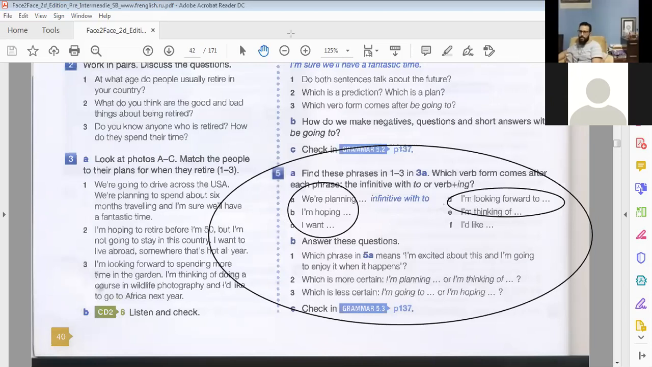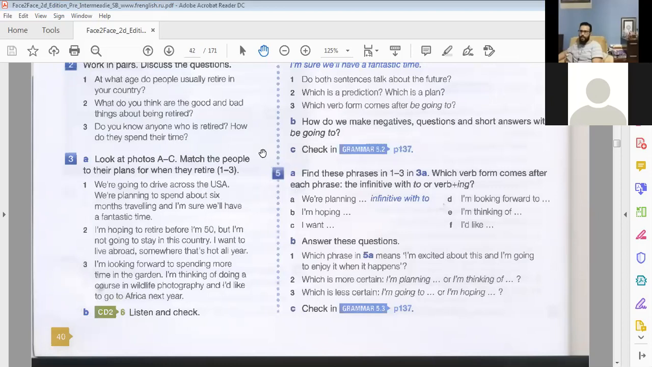And the last one, I'd like, is the same as this one, okay? So we use infinitive, infinitive plus to. These are expressions we also use to talk about the future, okay? All right, so let's move on.